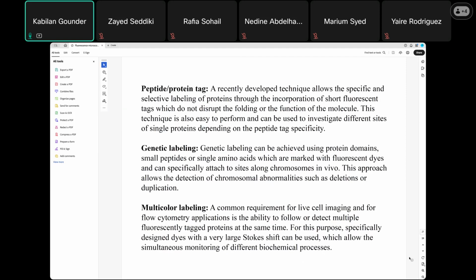We can do the peptide. You can label the peptide and the protein with the tag. A recently developed technique allows specific and selective labeling of proteins through the incorporation of short fluorescent tags which do not disrupt the folding or the function of the molecule. This technique is also easy to perform and can be used to investigate different sites of single proteins depending on the peptide tag specificity.